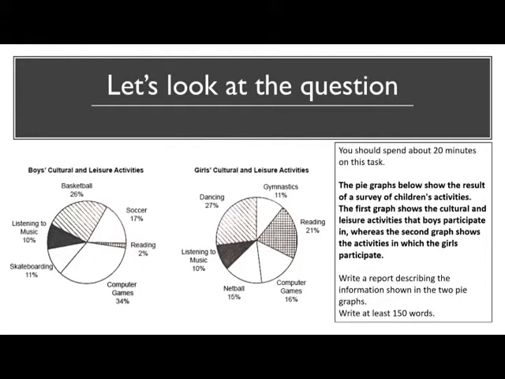Write a report describing the information shown in the two pie graphs. Write at least 150 words. So you can see that there are two pie charts, pie chart 1 and pie chart 2. In the first pie chart, it talks about the boys' cultural and leisure activities, whereas the second pie chart talks about the girls' cultural and leisure activities. What we have to do is write a report describing the information shown in the two pie graphs, in 150 words. Let's move on to the next part.